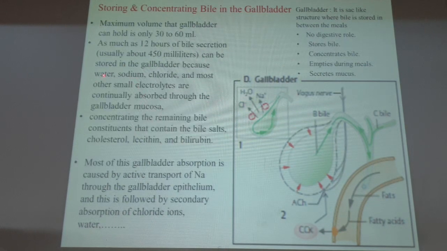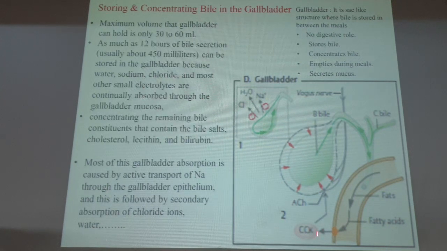What is reabsorbed? Water, sodium, chloride, and small electrolytes are continuously absorbed, except calcium. The remaining bile constituents are concentrated: bile salts, cholesterol, lecithin, and bilirubin. Their concentration increases because most of the water and electrolytes will be reabsorbed from the bile. The reabsorption, of course, is through sodium transport. This is followed by secondary absorption of the other ions, and of course, water will follow.